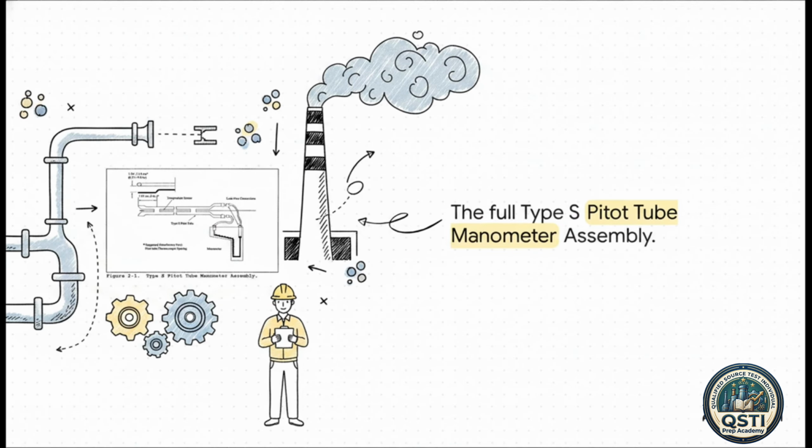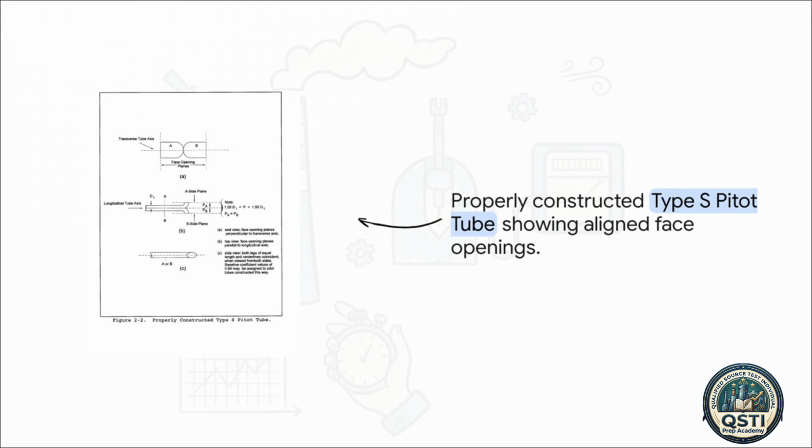Let's dive into the overall view. This full manometer assembly is exactly what you'd use out in the field. At its heart is the Type S Pitot tube. For it to work, those face openings must be perfectly aligned.